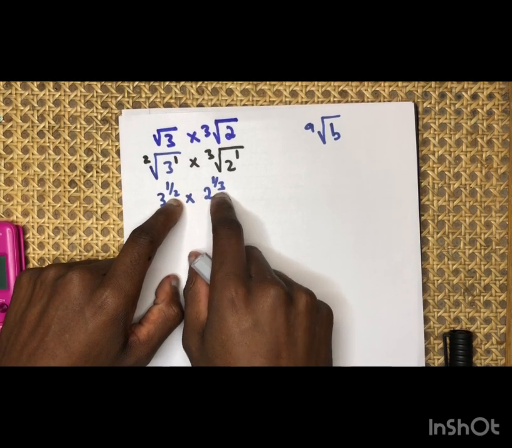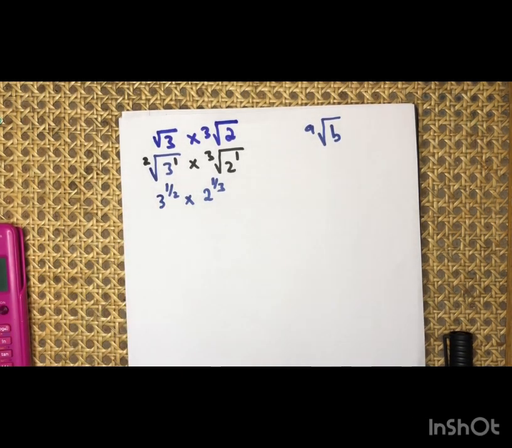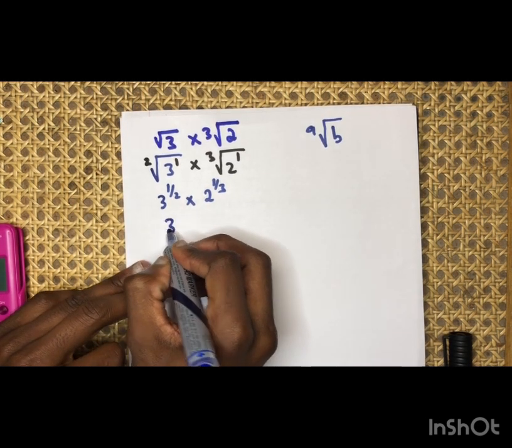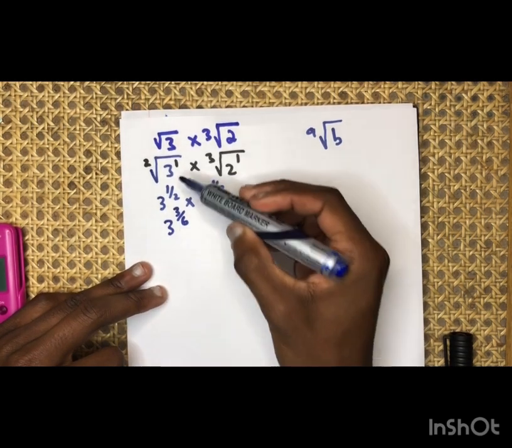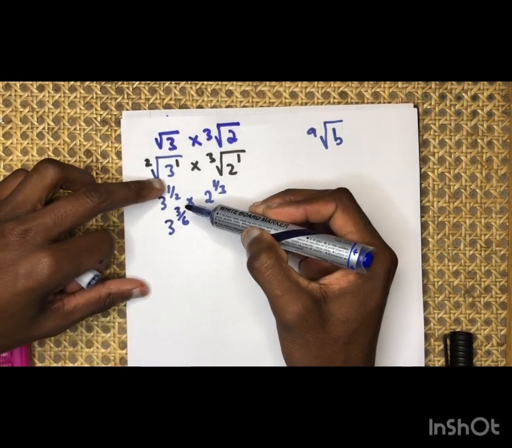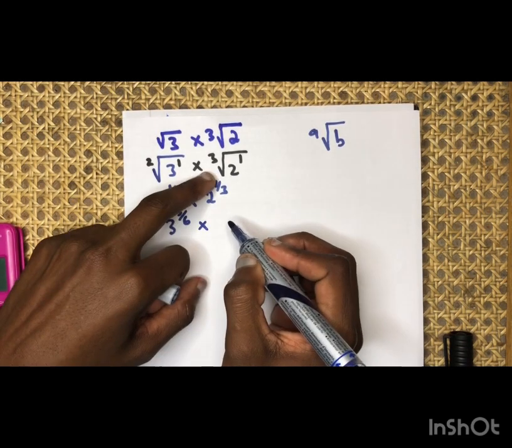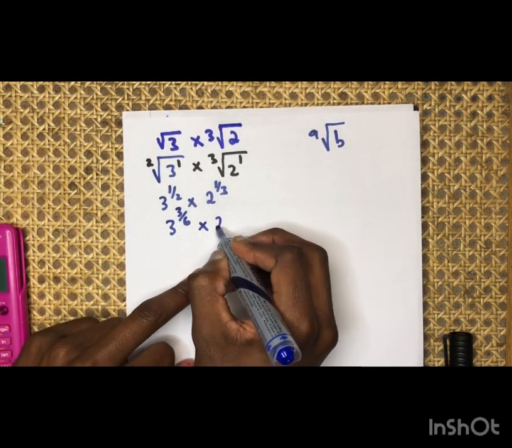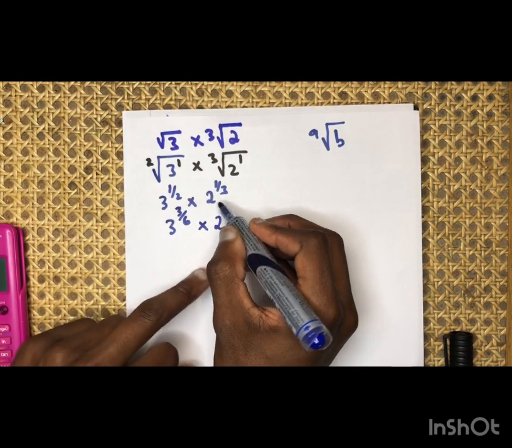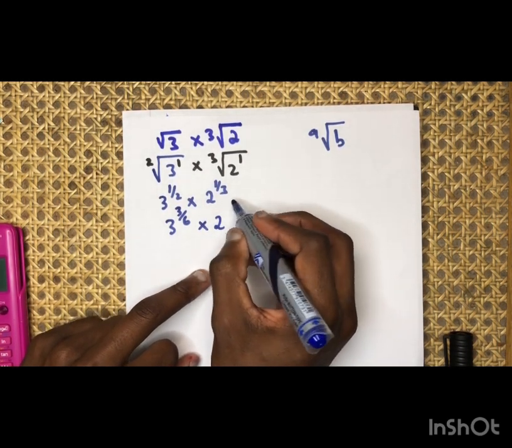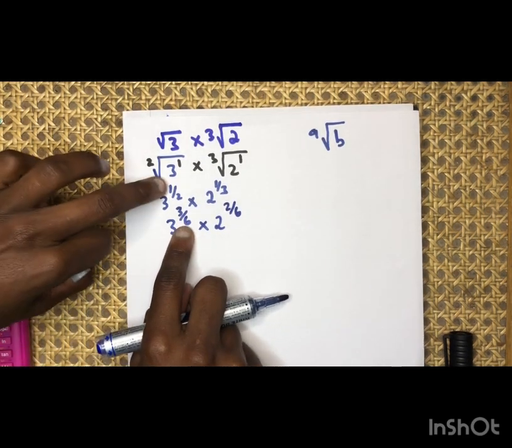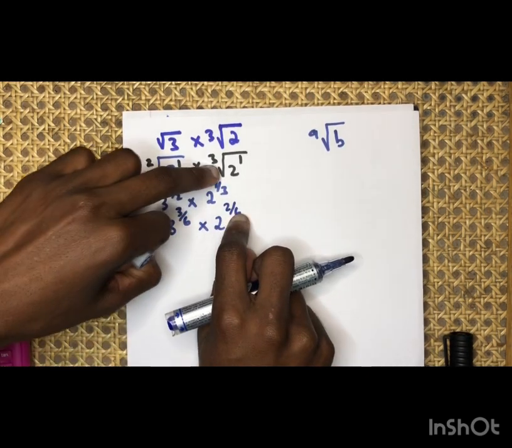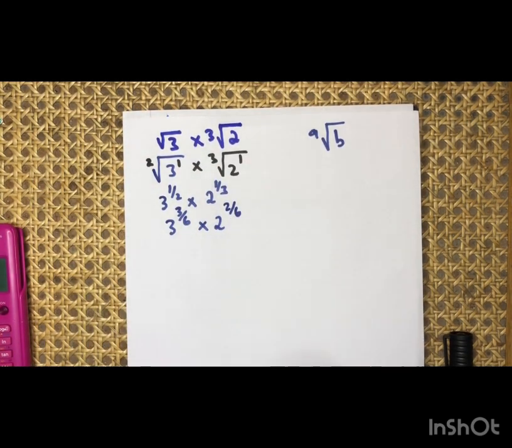So which means that if I say here 3 to be 3 over 6, we know that, guys, 3 over 6 will still give us half. Then if I want to get again 1 over 3, which means is the same as 2, I'm going to say here 2 over 6. We all know that, guys, 3 over 6 will still give us 1 over 2, and 2 over 6 will still give us 1 over 3. So I'm trying to make the denominators of the exponents to be the same.